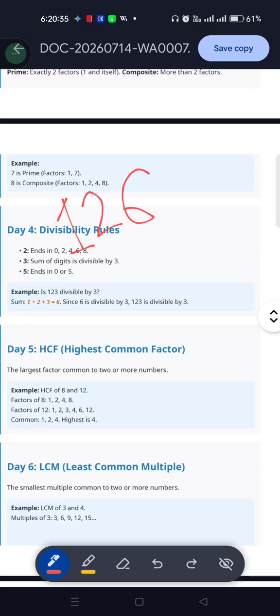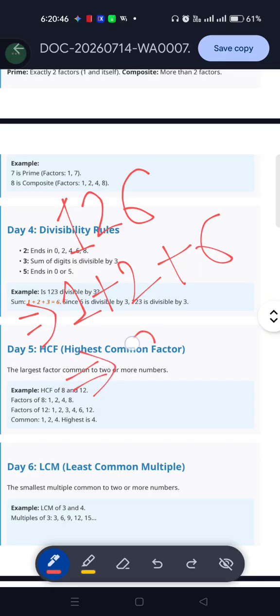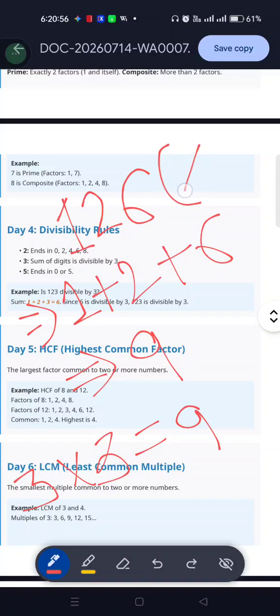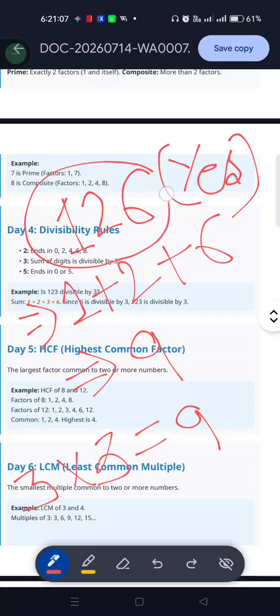Okay, so here what you will do, you will add these three numbers, 1 plus 2 plus 6, and you are getting 9, and 9 is in the table of 3. 3 into 3 is 9, so it means that 126 is completely divisible by 3. Okay, so what you will do, if you are given any number like this, I have given you 126, you will add these digits.